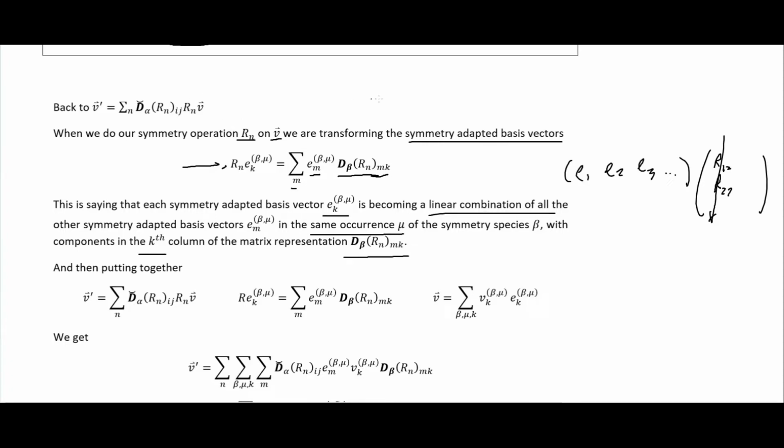We're ending up with a linear combination of these basis vectors. So each basis vector here is becoming a linear combination of all these basis vectors multiplied by a component that comes out of the elements of our matrix there.